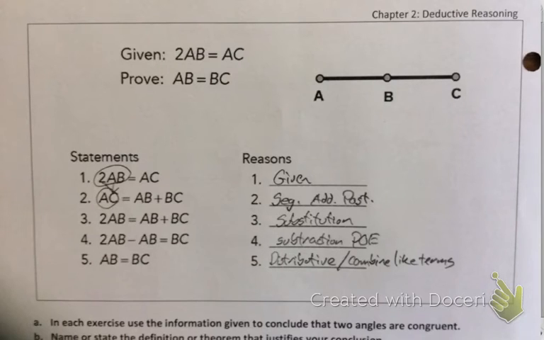Then our next one was substitution. I want to substitute that in for AC. Then we use our subtraction postulate to move the AB to the other side. And then finally, this one can either be distributive or combining like terms. Not overly concerned how you do that because we didn't really talk about that directly. It is the reverse of distributive property kind of thing, but not worried about what you say for that one.